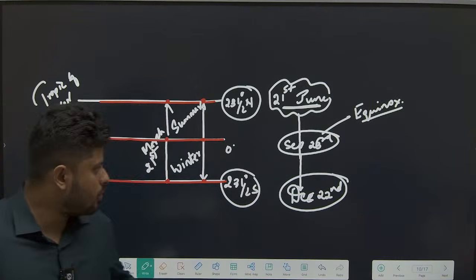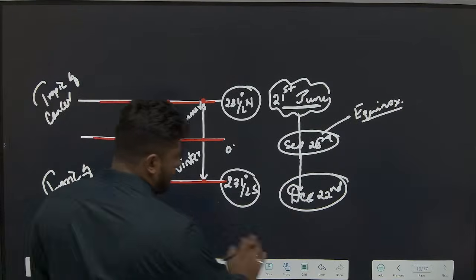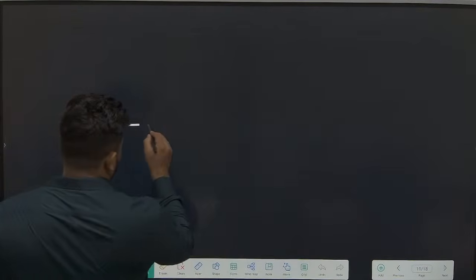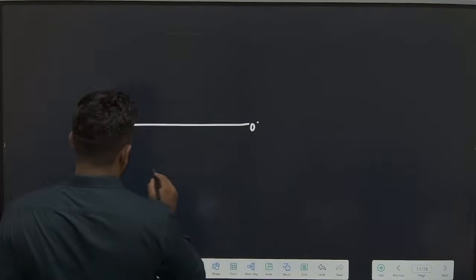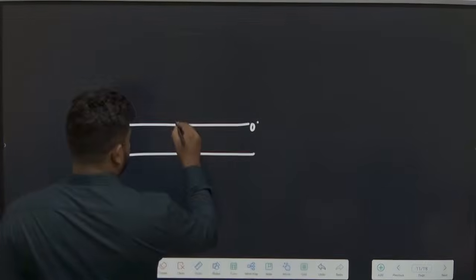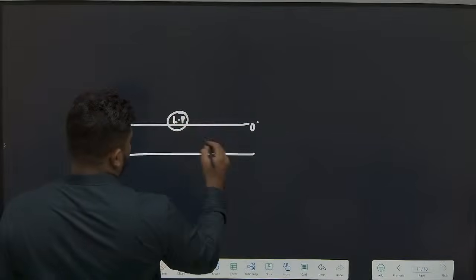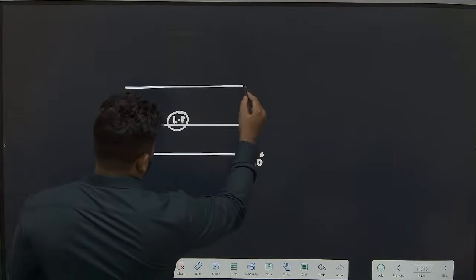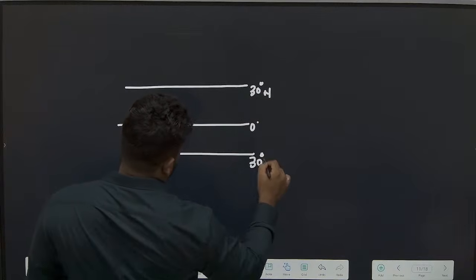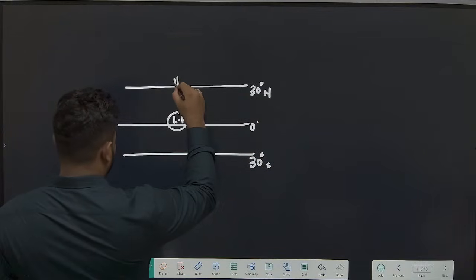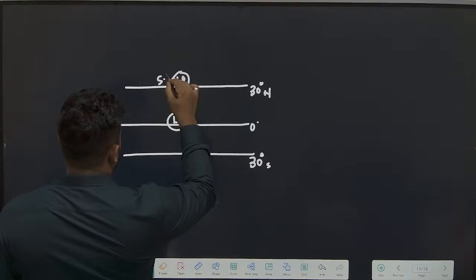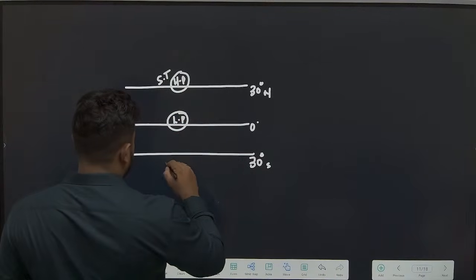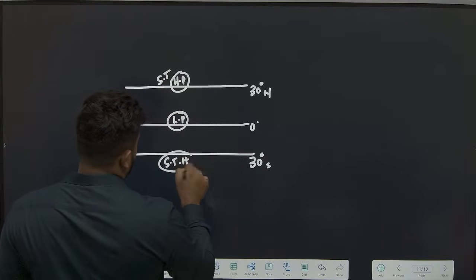Correct? And also what we want to understand apart from this particular topic, I want you to understand the wind pattern. 0 degrees generally is home to which pressure? Low pressure. 30 degree north, 30 degree south. What is the pressure profile here? This is what we call subtropical high. Correct? Subtropical high pressure.